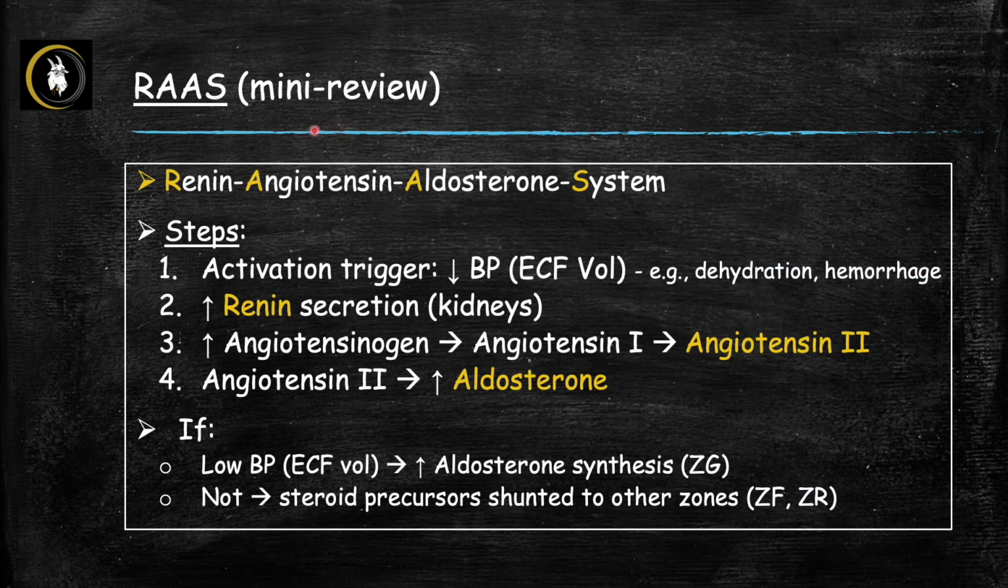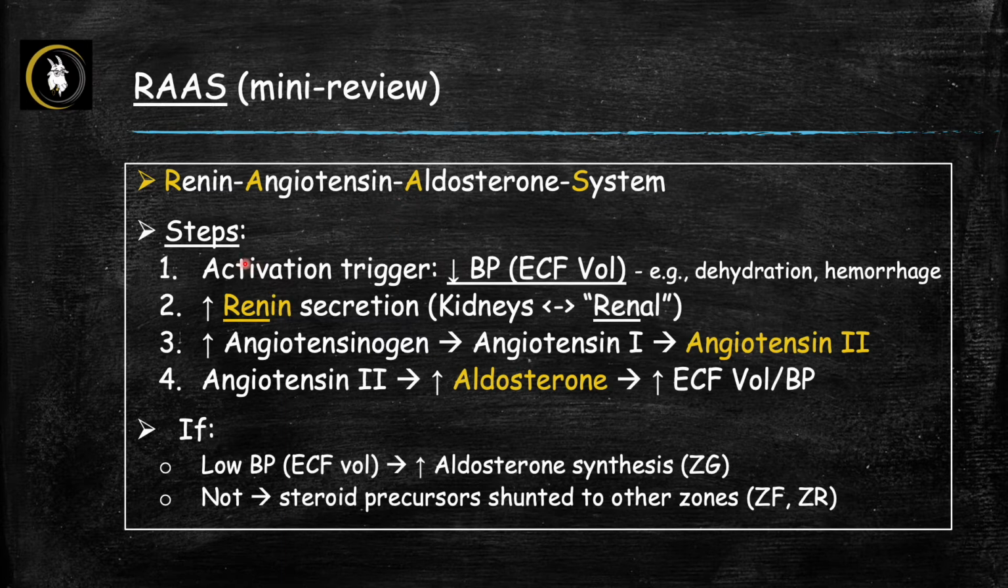All right, so here's a quick mini review of the RAS pathway. I have a separate video that talks about it in more detail, but for now, I'm just going to go over it briefly just so you can understand how it helps affect aldosterone. So RAS stands for renin, angiotensin, aldosterone system. So these are our key players here: renin, angiotensin, and aldosterone. All right, so here are the steps of the pathway.